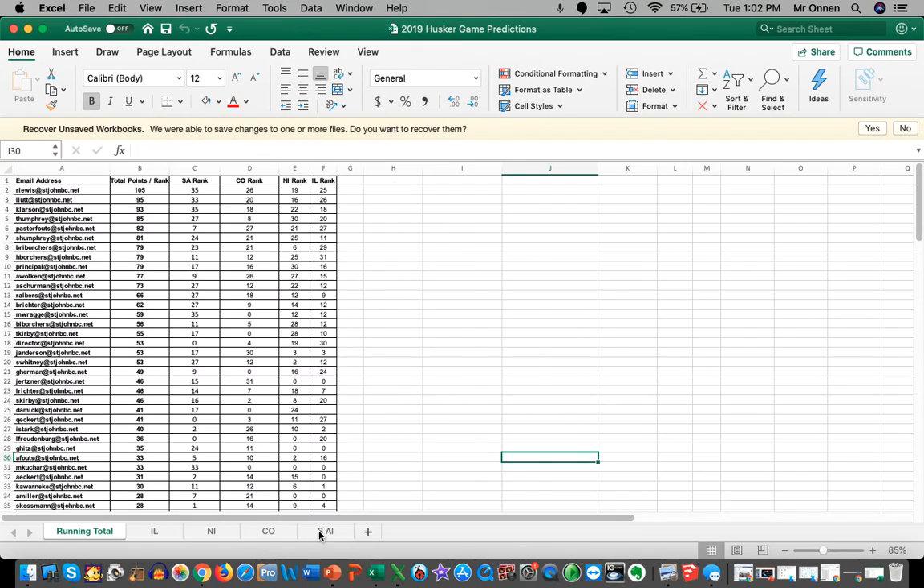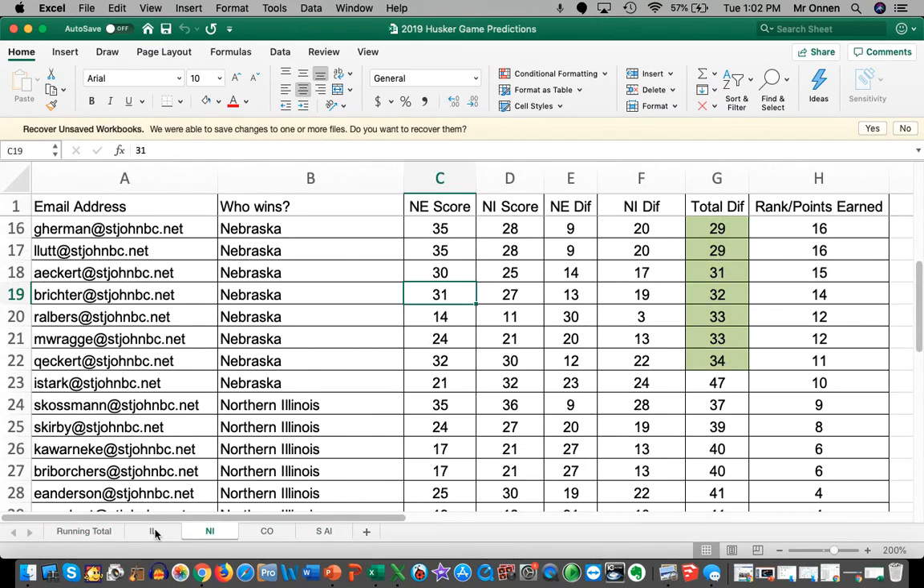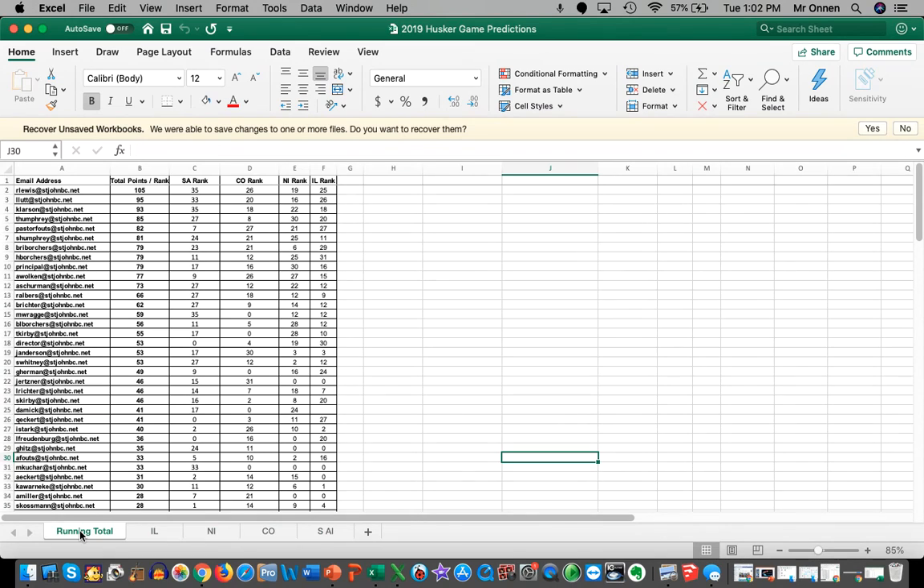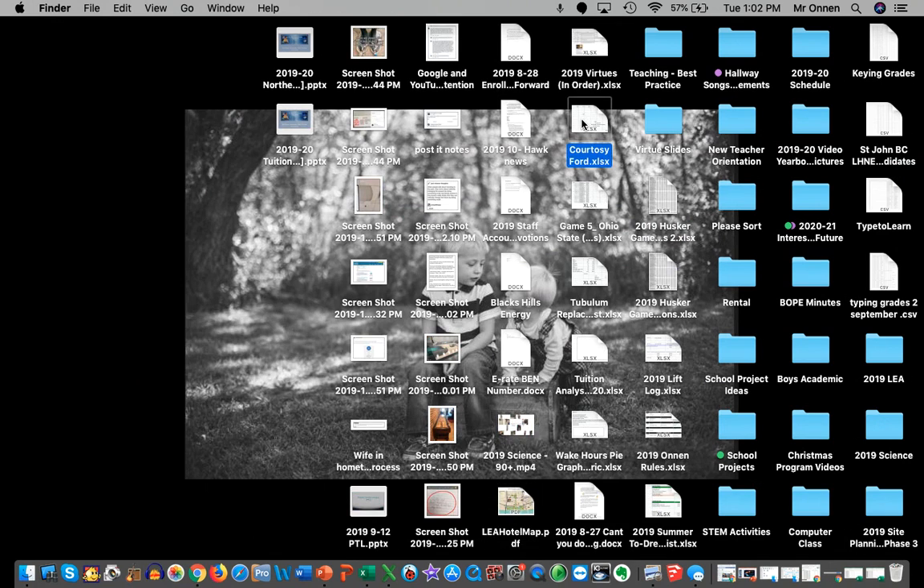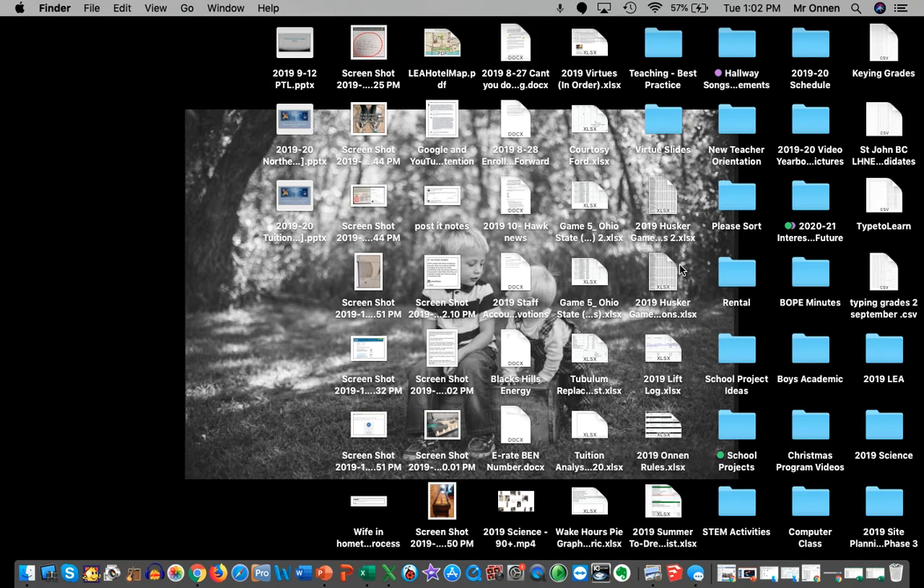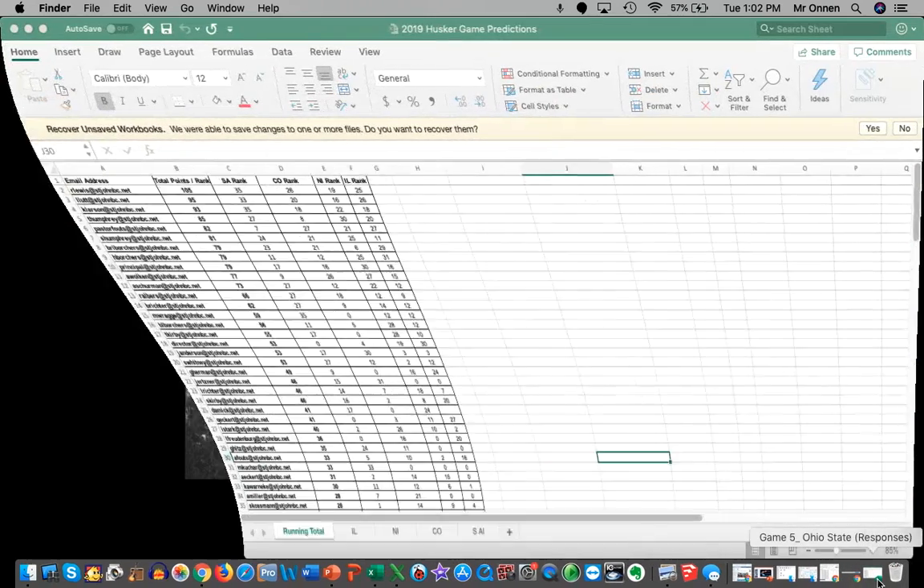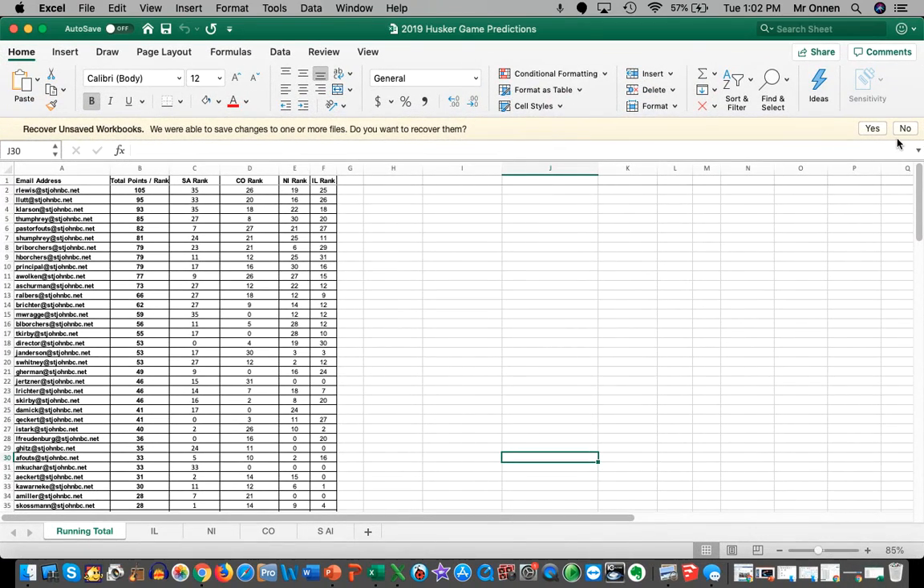So here are the total Husker predictions that I have so far, and I have different tabs for each one of these. So this is what I'm going to upload for you. So before I do anything else, I'm going to copy this and paste it, and copy the Ohio State and paste it. So the one that I modify doesn't get uploaded, because you're going to get the exact same thing I'm looking at, so pay attention.